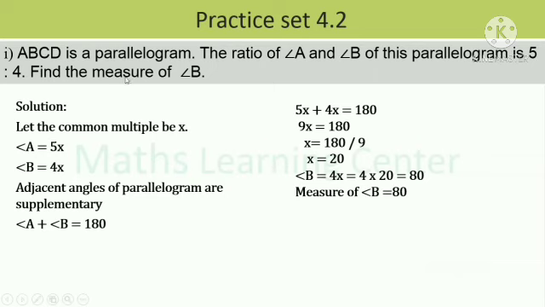They are asking for the measure of angle B. So put the value of x in angle B. 4x is equal to 4 into 20 is equal to 80. Therefore the measure of angle B is 80. Similarly, see the second question.